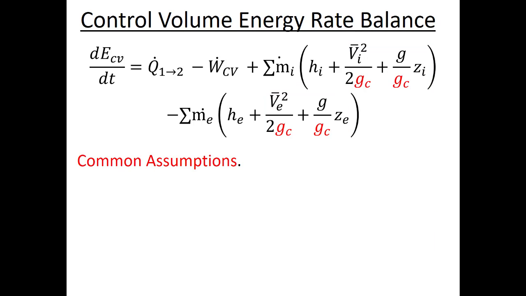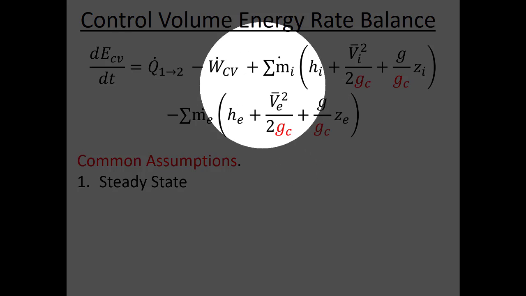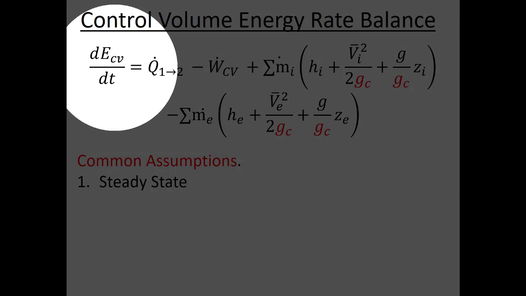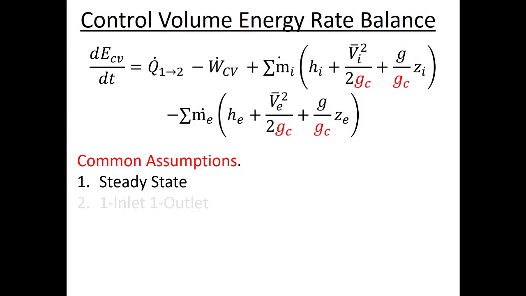If we're dealing with the open version of the first law, then some assumptions that we'll often make include that the system is at steady state. So basically all the problems we do in this class, we cancel this out. One inlet, one outlet's pretty common. So if that happens, we lose the summation signs if there's only one inlet and one outlet.